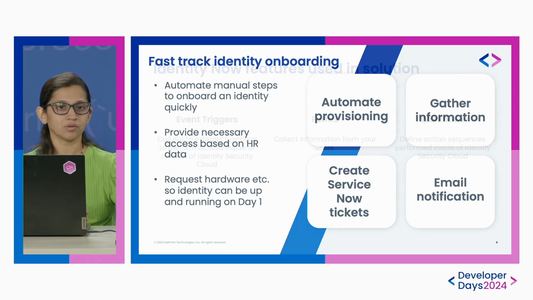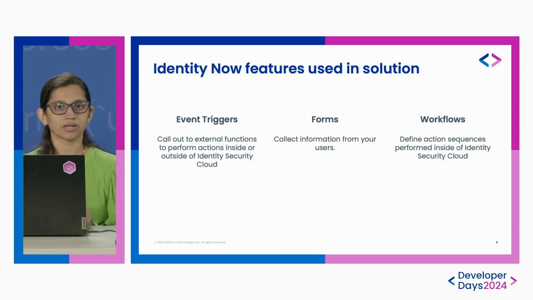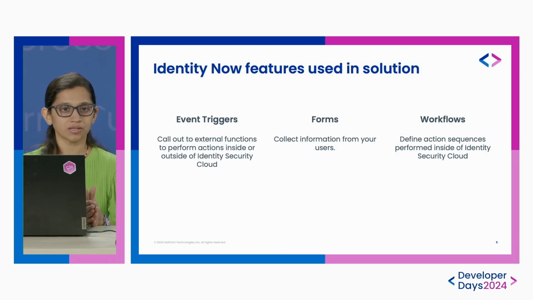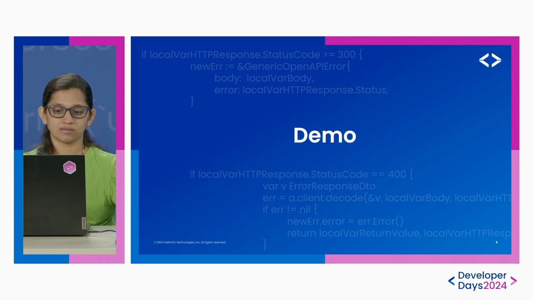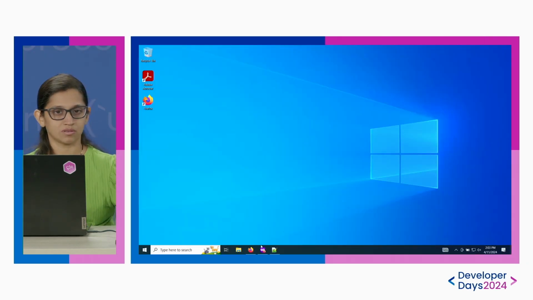So without further ado, let's talk about how I'm going to approach this use case. In this use case, obviously we always have multiple ways to approach a solution. In this case, I am going to use forms and workflows to fast track this use case. I'll also use event triggers, so not explicitly the event triggers as such, but I'm going to use a trigger within the workflows itself to drive this use case. Let's head on to the demos.